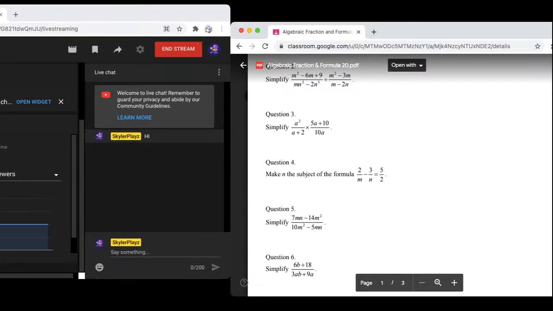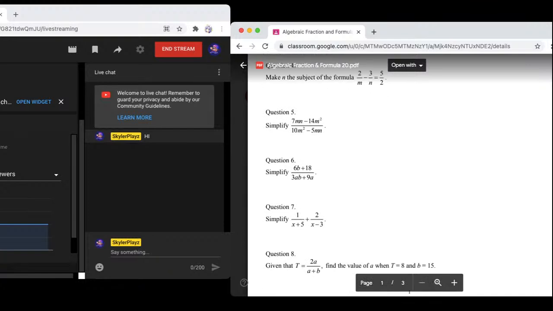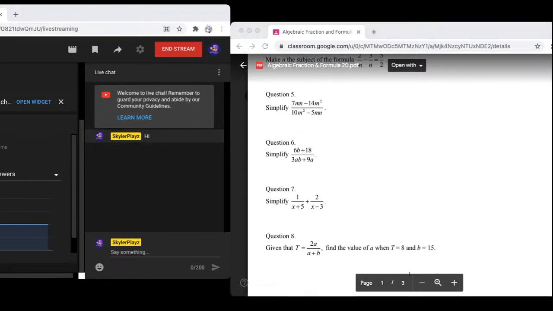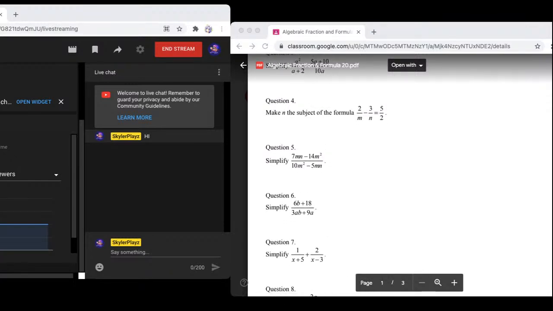And then the sixth question, 6b. Oh, I forgot to adjust my camera. Okay, and here is question 4. If you want to get a reference, you can mark it down and do it yourself.